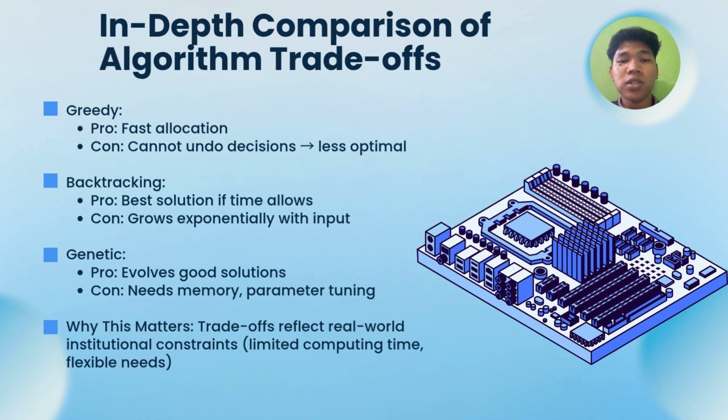This one is the opposite in many ways. It's extremely accurate and it guarantees that the final timetable will satisfy all constraints if a solution exists. It does this by checking every possible combination of class placements and backing up when it finds a conflict. The benefit is obvious. We get a correct, conflict-free schedule. However, the cost is time.